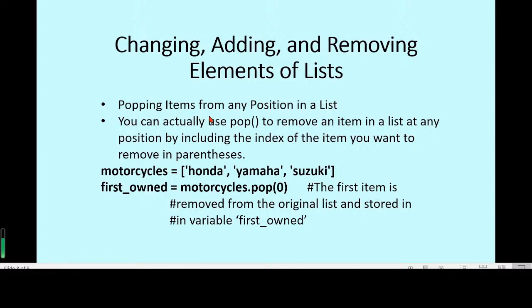And popping items from any position in a list. You can actually use pop to remove an item in a list at any position by including the index of the item you want to remove in parentheses. So this is the list with 3 motorcycles. So we can pop(0), so the first item is removed from the original list and stored in a variable called first_owned.